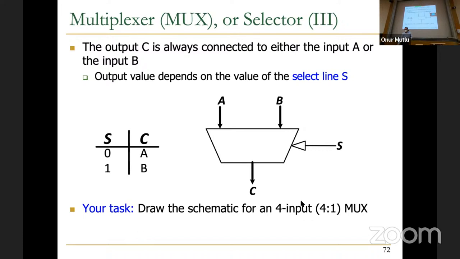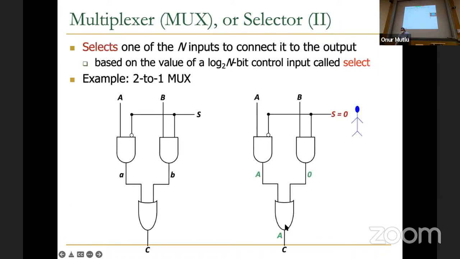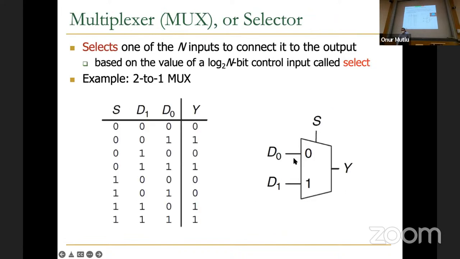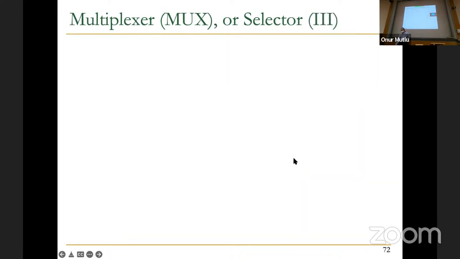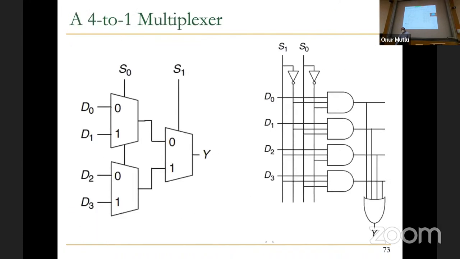Basically, draw the schematic for a four input, 4-to-1 mux. You can do it at gate level as a combination of basic AND, OR, NOT gates, or you can do it at module level as a combination of two input muxes. So remember, this is the gate level 2-to-1 mux, and this is the module level 2-to-1 mux. And I'm going to show you how you design a 4-to-1 mux based on both. Well, this is it, basically.